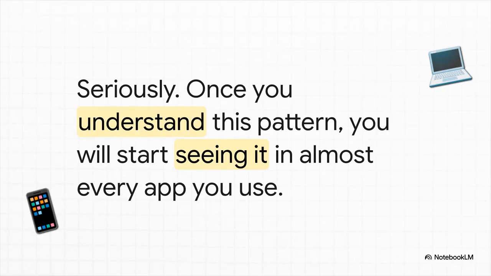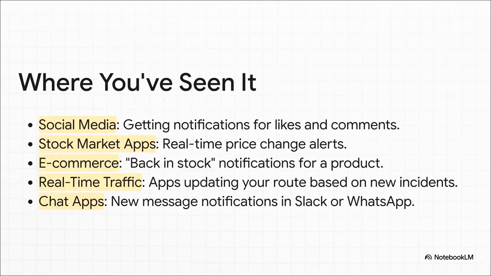Once you really get what this pattern is, you are going to start seeing it absolutely everywhere. For instance, just think about it for a second. That notification you get for a new comment on your post, your profile is the subject, and the notification system is an observer. A stock you're watching is a subject, your app's alert system is an observer. That back-in-stock email you've been waiting for, same exact thing. Your route in Google Maps is a subject, and it's constantly being observed for new traffic jams. This pattern is literally the engine behind so much of the dynamic, real-time internet.